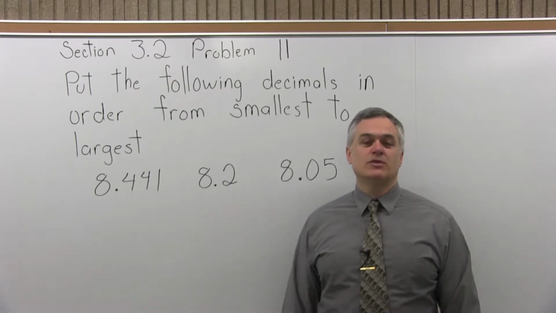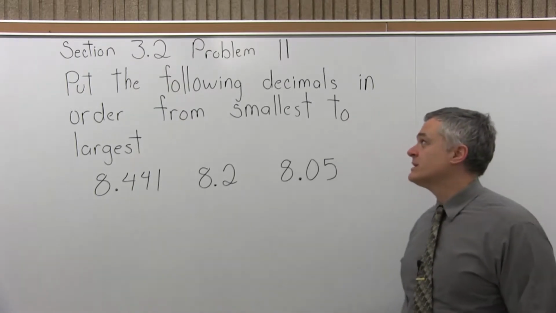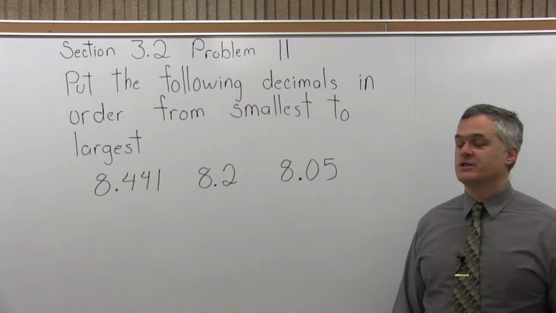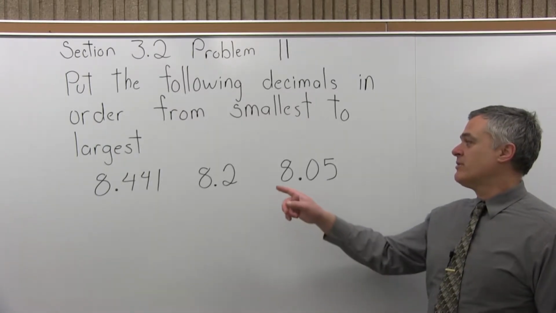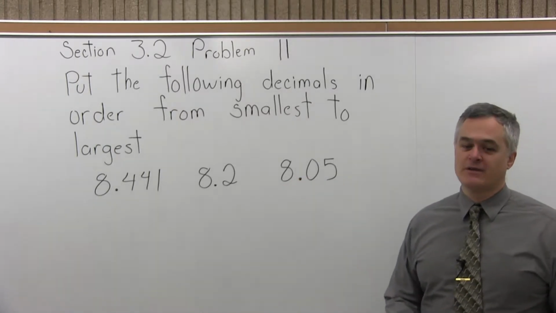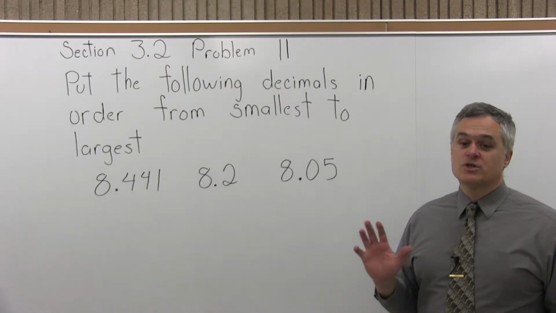This is Section 3.2, Problem 11. It says, put the following decimals in order from smallest to largest. So we have 8.441, 8.2, 8.05. So to see which one, we want to write the smallest one first.